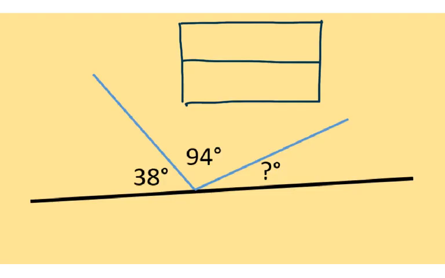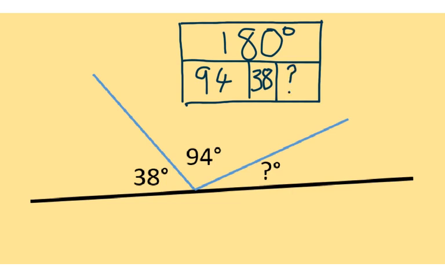Okay, this one's a little bit trickier because you've got two angles that are given to you and you have one missing. So our total, 180 again, we're still working with a straight line, so it's still going to be 180. And this time I need to split my bar model into 3 sections. I know 94 and I know 38. But we've got to work out this one here.